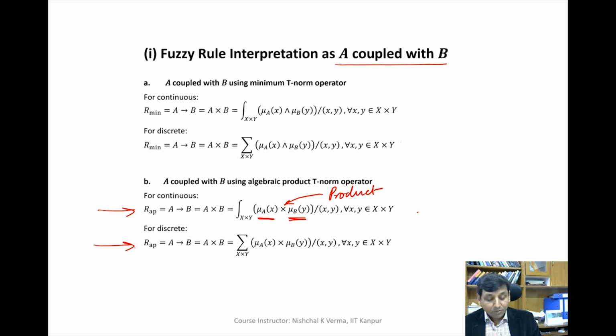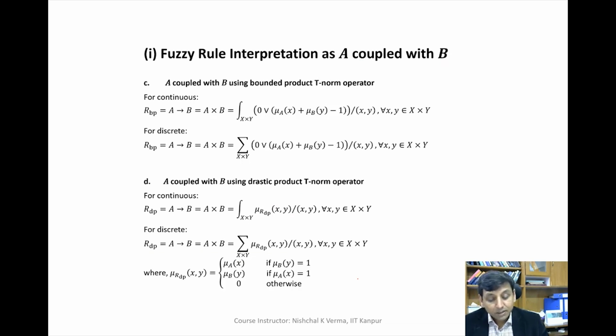So for discrete fuzzy sets A and B, we write the relation fuzzy set by R AP, which is nothing but A cross B, summation over x cross y as the universe of discourse, and then here again we have the product in between mu A of x and mu B of y, and the rest of the things remain the same. So the only difference here is that this operator gets changed. When we use the min T norm, we take the min sign here. It means we take the minimum of mu A of x and mu B of y, and when we use product, then simply we multiply.